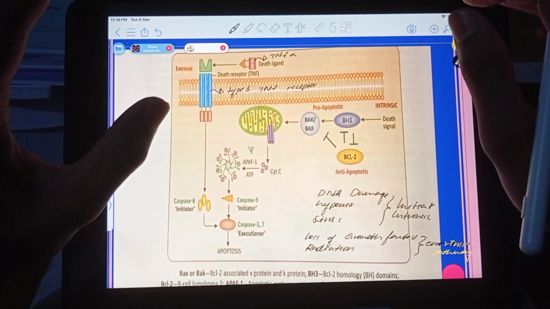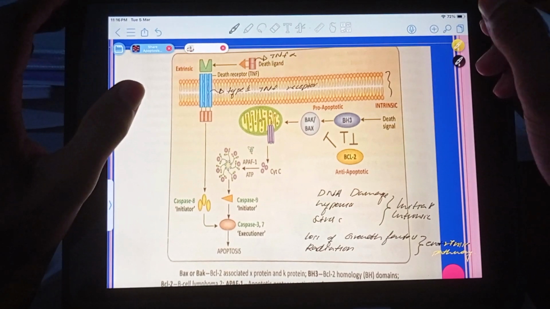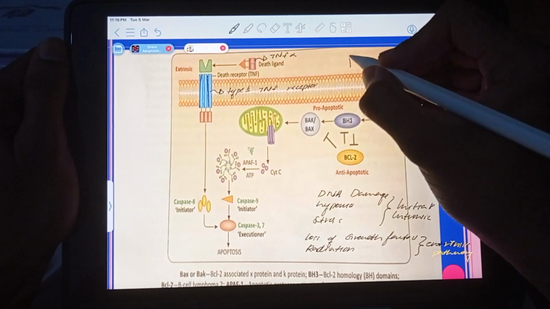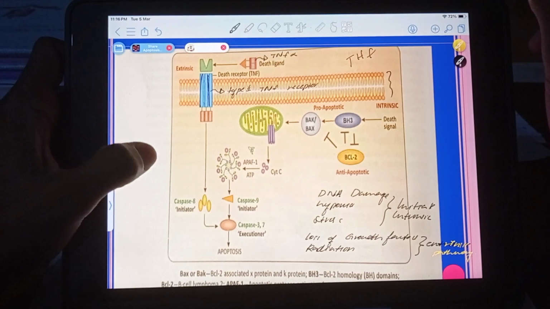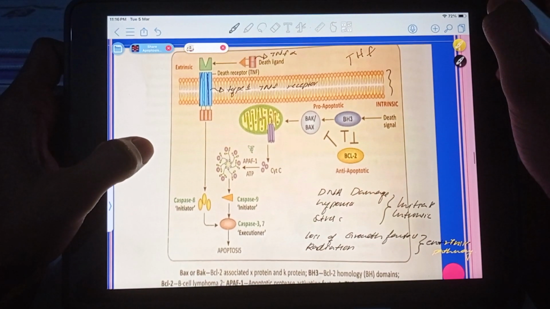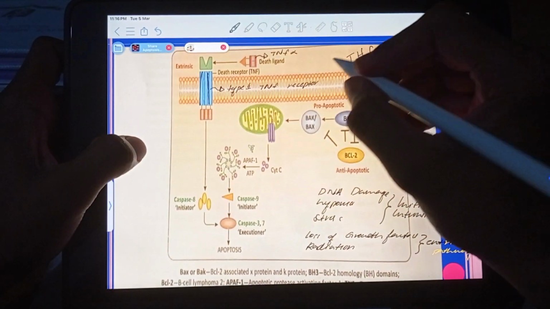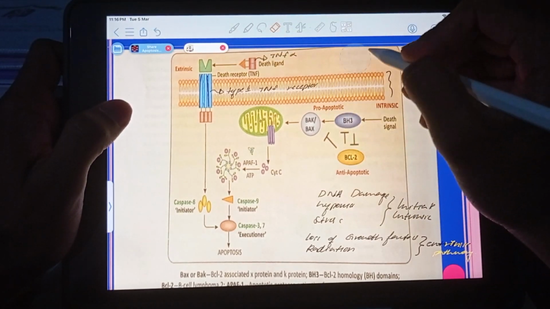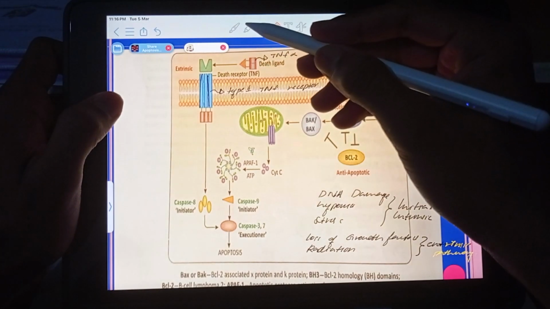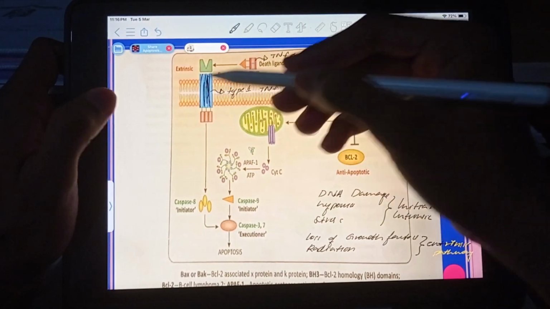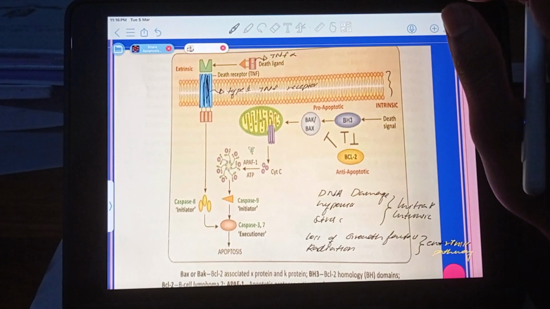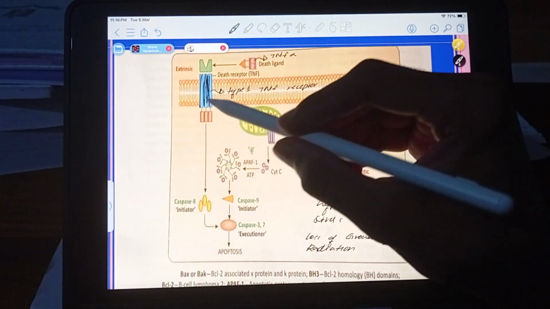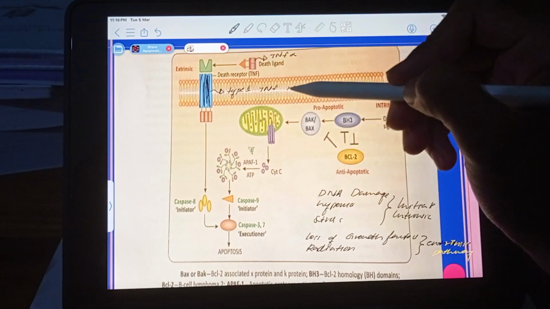This is the cell membrane, and in the cell membrane we have a death receptor. The death receptor is the TNF receptor. TNF stands for tumor necrosis factor. Here you can see a receptor is there. The name of the receptor is the type 1 TNF receptor.